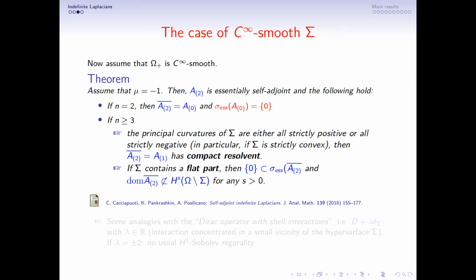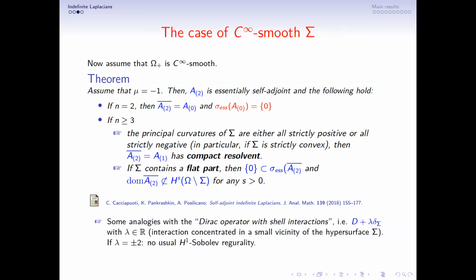But if you suppose that this hypersurface sigma contains a flat part with positive measure, then you can show that 0 is in the essential spectrum. And because of this, you don't have any super regularity, and therefore you cannot solve the problem that I stated before. So for this situation, the problem B that I stated in the first slide, in fact, we don't have a solution in H1. We don't have the compact resolvent in H1. So as I said, this was shown in this paper.